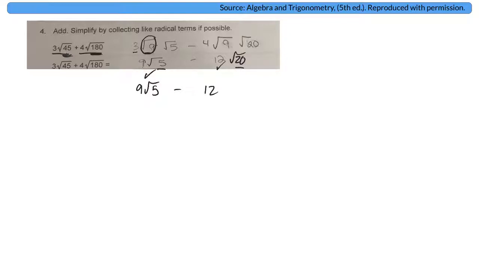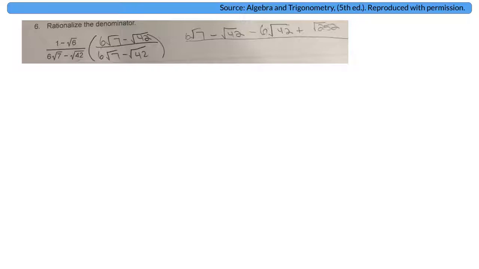20 is 4 times 5. So I could do root 4 times root 5. The square root of 4 is 2. 2 times 12 would be 24 root 5. Now I've got two that have the same radicands. Now I can combine them with the first. So 9 take away 24, what would that be? Negative 15 root 5. So there's that one. Excellent work there.